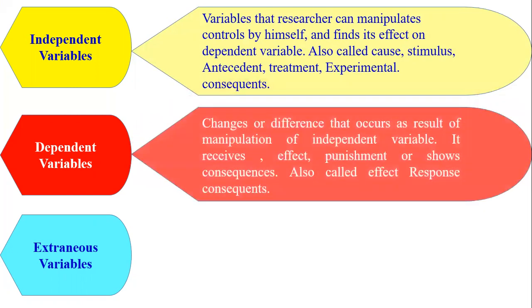Then what is meant by dependent variable? Dependent variable means the change or difference that occurs as a result of manipulation of the independent variable. If a certain change arises from the cause, then that may be the dependent variable.